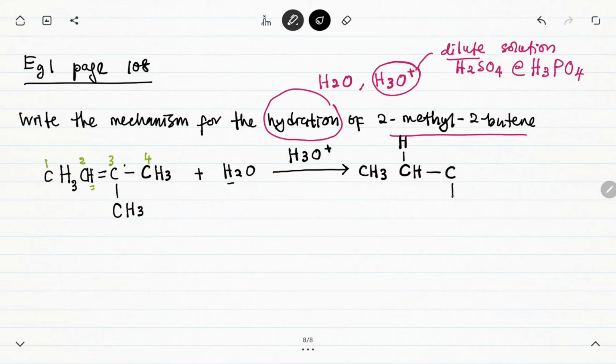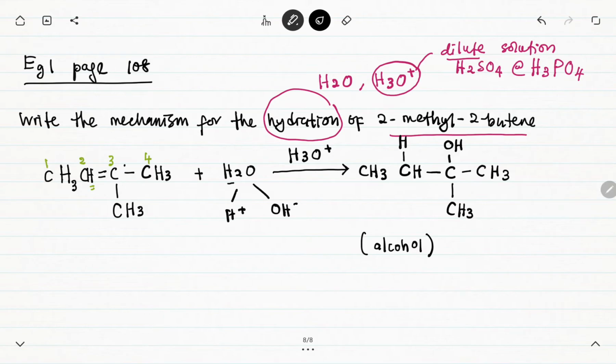So this is CH3, CH3, and at the next stage OH minus must be added. The first step we already added H plus, so next you must add OH minus to the neighboring carbon. So our OH minus will be added to carbon number 3. So we can conclude this is an alcohol that consists of a hydroxyl group. Now focus on the step mechanism.